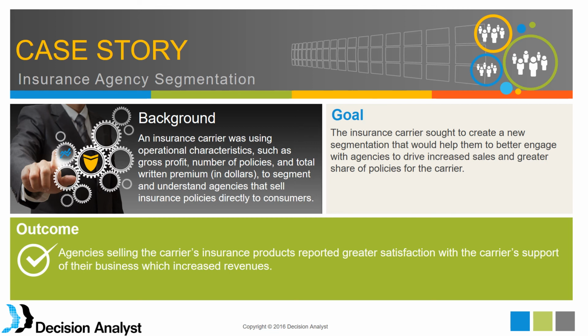So the carrier took their segmentation into the field. They have territory sales managers that visit every agency several times throughout the year in person. And so over the course of 6 months, these managers use the typing tool to verify or to classify most of the agencies within the carrier's footprint. So across this time period, the carrier was able to classify almost 3/4 of their agencies. It was a tremendous effort.